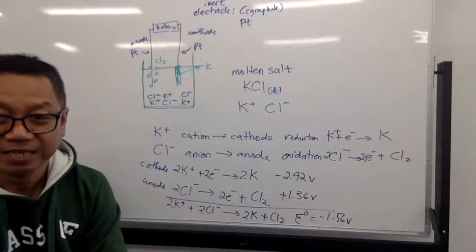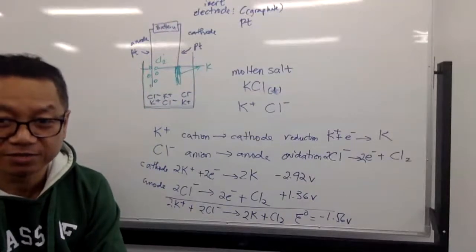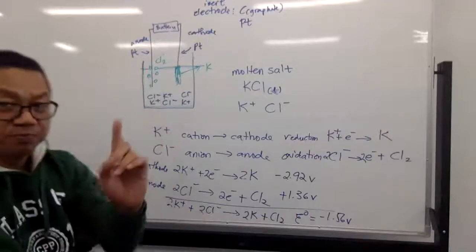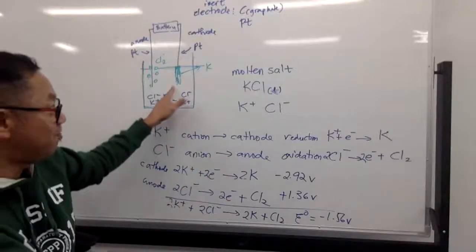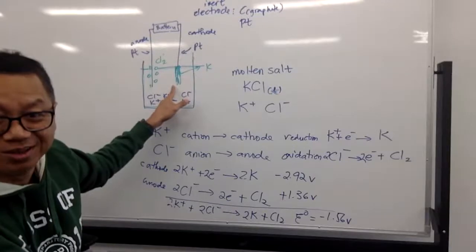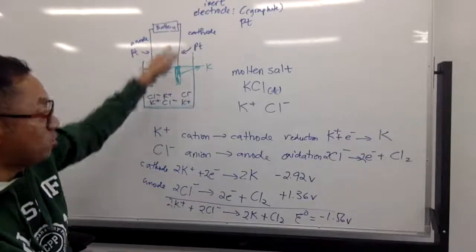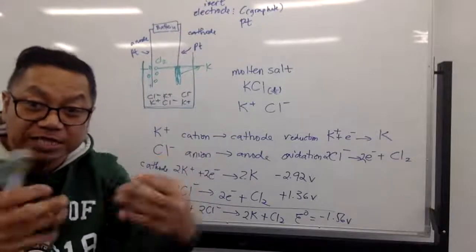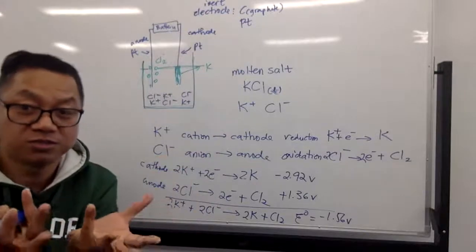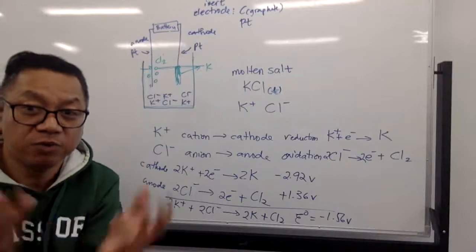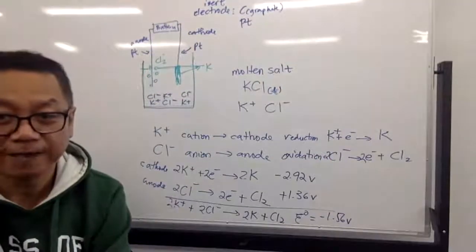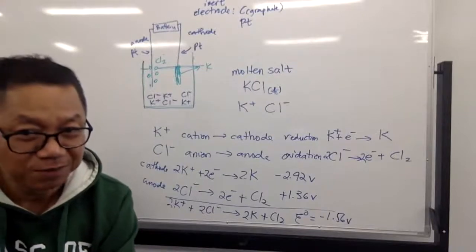Okay? We use these metals because they conduct electricity. Electrodes are conductors. Remember, electrons do not flow in the solution. They can only flow through a conductor. That's why we need to dip a conductor into the molten salt. Without that conductor, nothing will happen. Are there any questions?